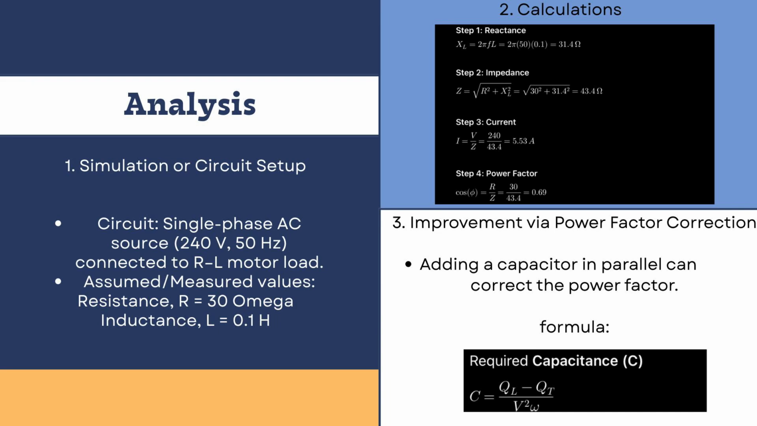Step 4, we found the power factor using cosine phi equal to R divided by Z. So 30 divided by 43.1 equals 0.696, or about 0.7. This means the circuit has a lagging power factor, which is normal for inductive loads like motors and transformers.